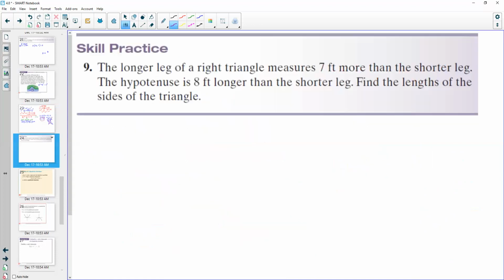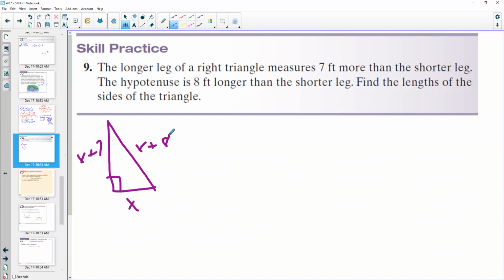All right. This was the same idea. We're going to draw the picture. You're going to solve it. The longer leg of a right triangle is 7 foot more than the shorter leg. So let's draw the triangle. It's a right triangle, pretend. So the shorter leg is x. The longer leg is x plus 7. The hypotenuse is 8 foot longer than the shorter leg. So this is x plus 8.